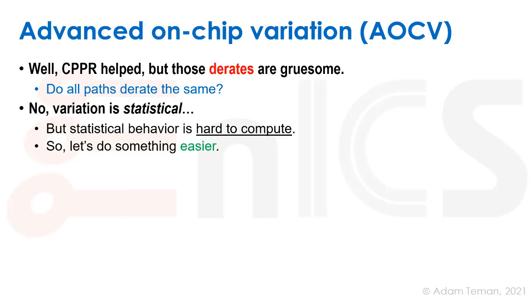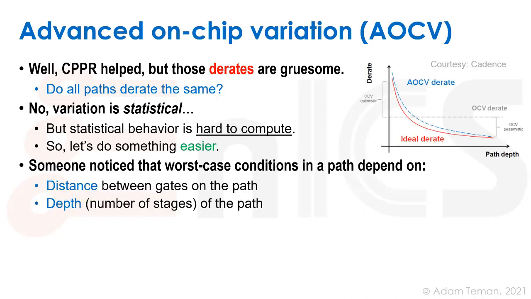Really, variation is very statistical, and what we should be doing is figuring out how the paths behave in a statistical way, but it's really hard to compute statistics. Statistical behavior is really tough. It's compute intensive. So we have to do something easier, and someone noticed or figured out that there are a couple of things that really affect the worst case conditions.